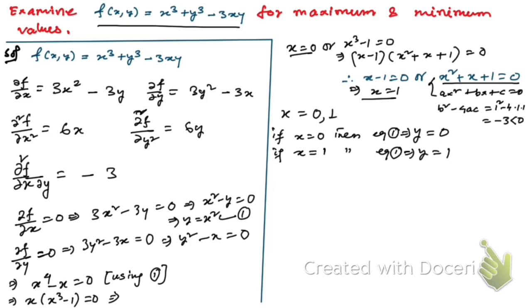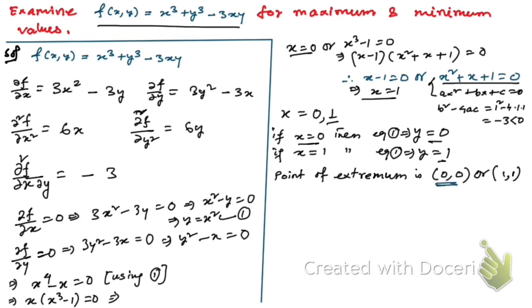So that means the point of maximum or minimum, that is, the point of extremum, is either (0, 0), when x is equal to 0 we get y equal to 0, or (1, 1). So first we're going to check which one is the point of extremum, before we write.